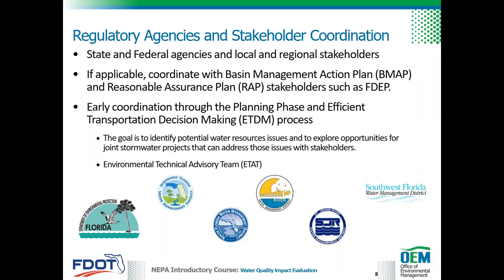Additional agencies and stakeholders should be consulted to collaborate on whether any potential regional water resource improvement opportunities exist in the project area. The goal of early coordination is to proactively identify potential water quality and water quantity requirements and critical areas of stormwater concerns, and to explore opportunities for joint stormwater projects that can address those issues with stakeholders.